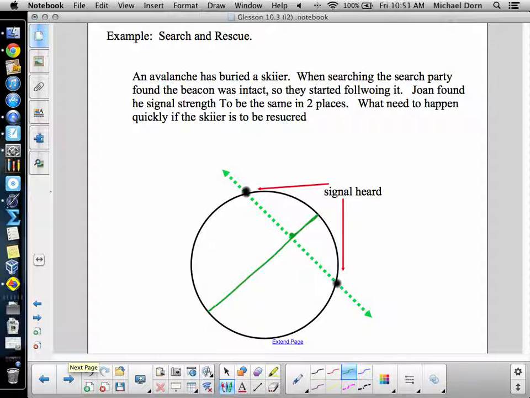They then do it again. Another searcher will do the same thing over here. Find the two signals, find the center, and mark that along. When they do that, they find where those two diameters intersect. That's where they dig for the buried avalanche victim.